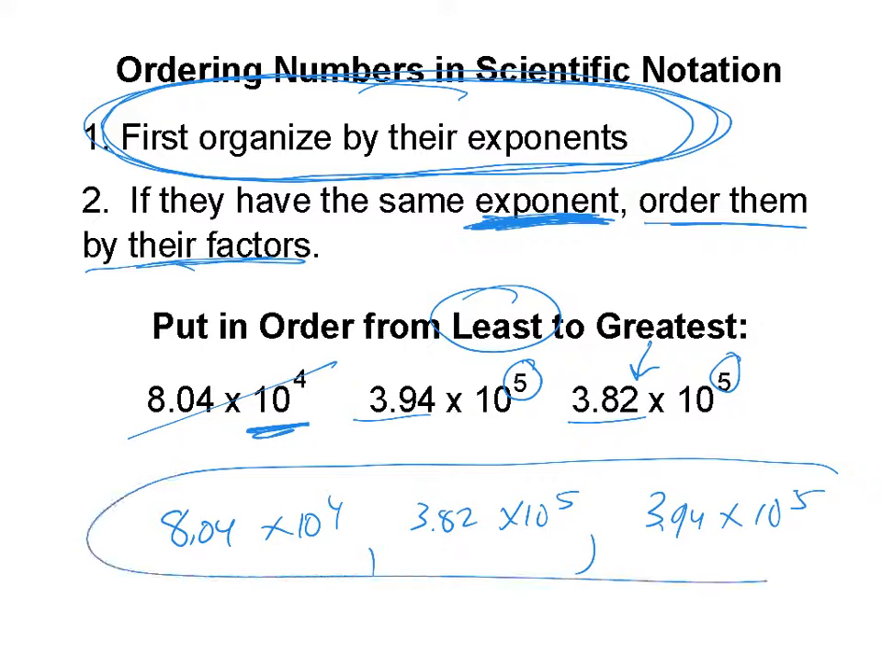Okay, so that's how you put them in order. First, put them in order by their powers. Notice our smallest power went first. And then if they have the same powers like these, then you got to look at the actual decimals and put them in order by that.